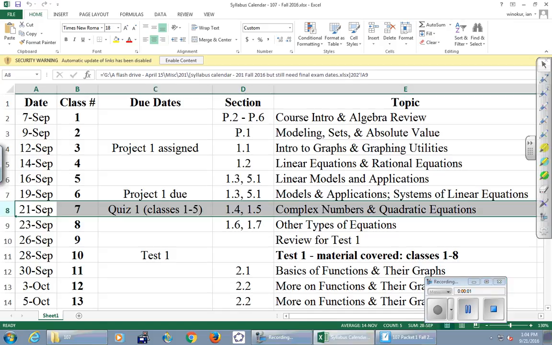All right, welcome back. Happy Wednesday. Today we are covering something called complex numbers and quadratic equations.